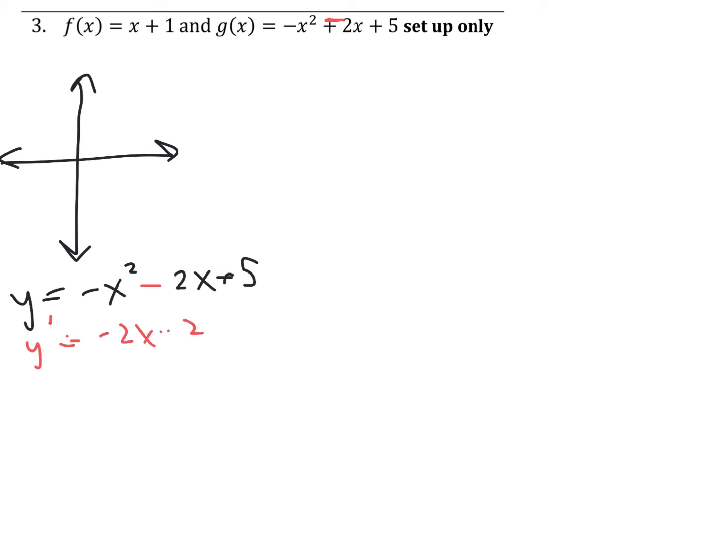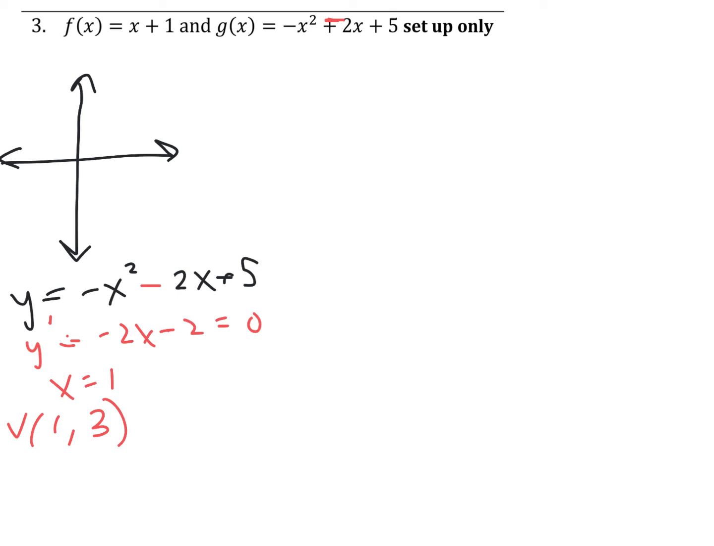So the derivative of this would be -2x plus -2. That's going to be 0 when x equals 1. X equals 1, that's what makes this 0. So the x value of the vertex is 1, and if I plug 1 in, I'm going to get 5 minus 2 minus 1, so I'm going to get 1, 3.